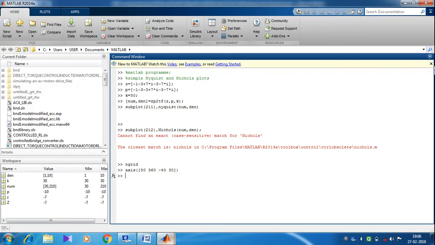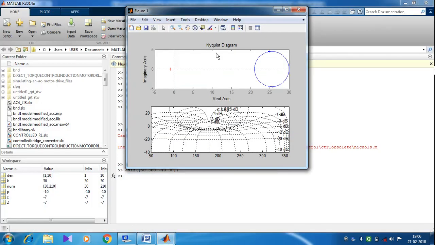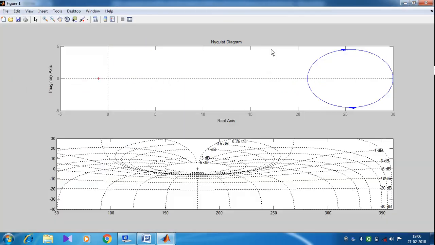So now we can see the plots. So this is the Nyquist diagram, Nyquist plot, and this is the Nichols plot. We can see this is the x-axis, and here this is the imaginary axis, and this is the real axis.